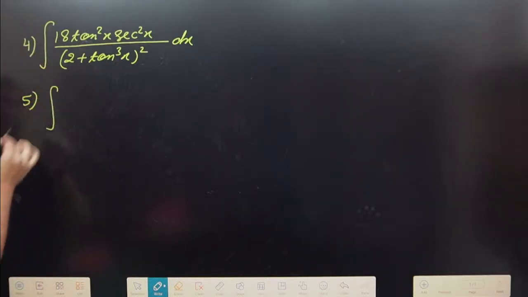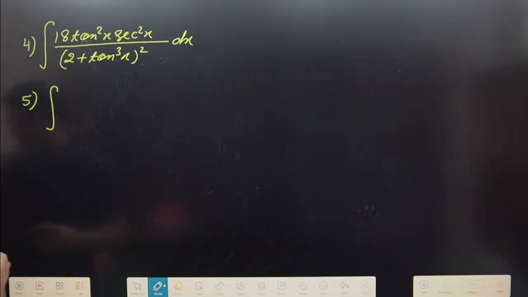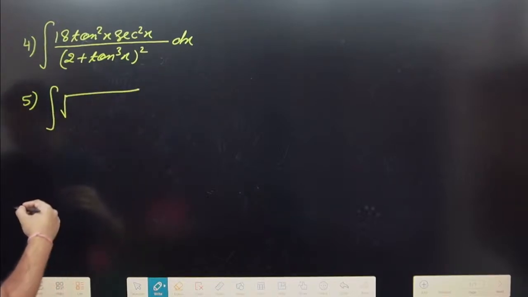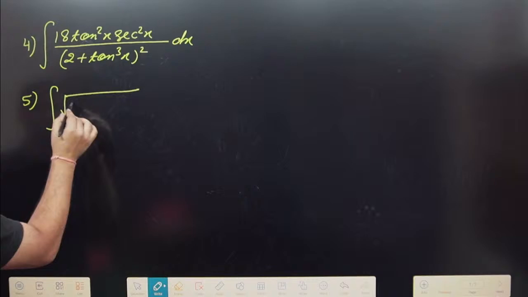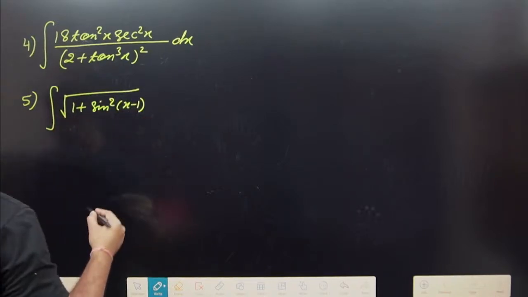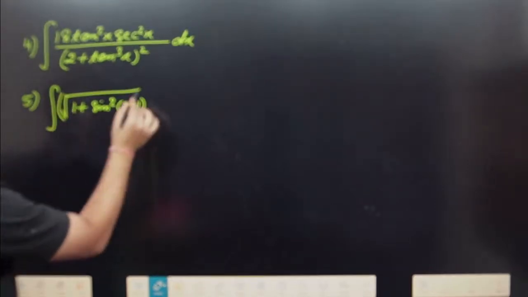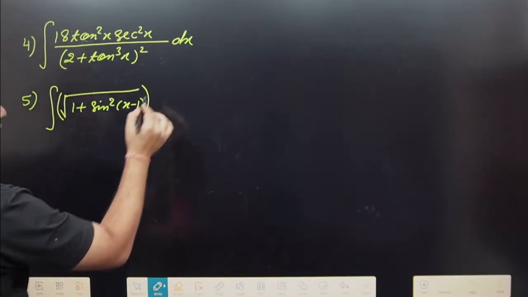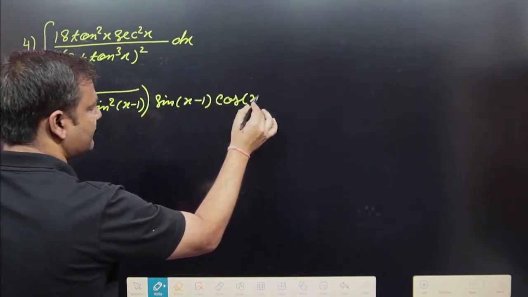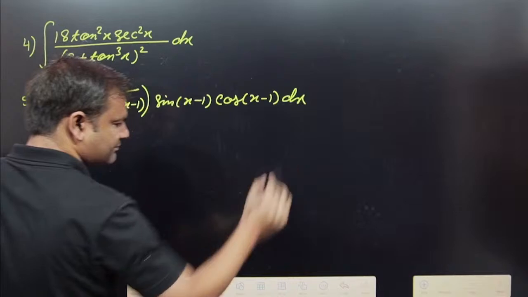Now fifth: integration of under root 1 plus sin square x minus 1, into sine of x minus 1 into cos of x minus 1 into dx.